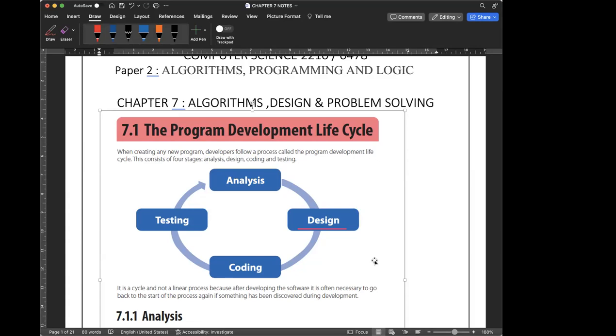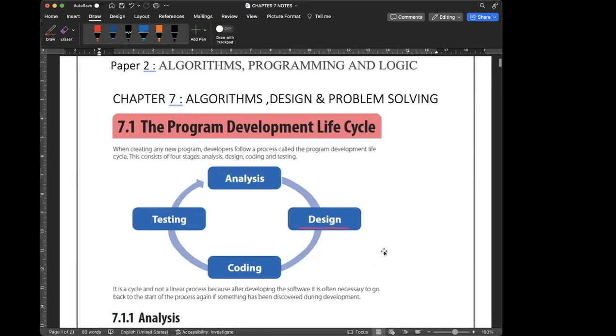Exactly, just like that in computers. We have programs, and in our programs we have a cycle, a life cycle. It means how we develop a program, how the program is designed, how it looks, and how it works. This thing is called the program development life cycle. Is that okay?